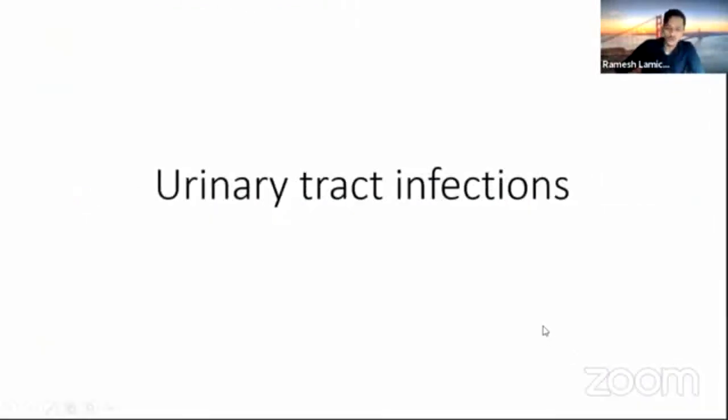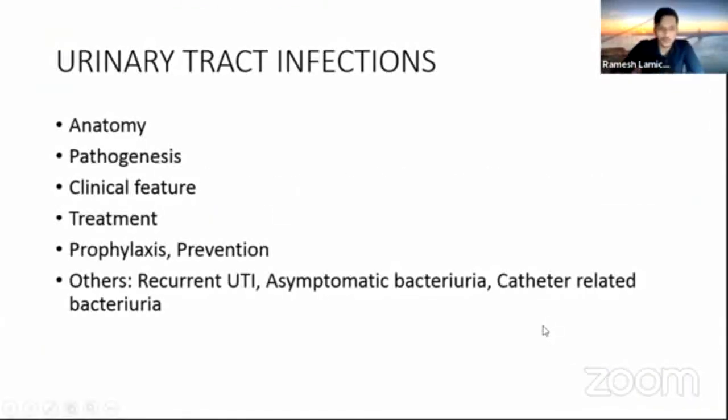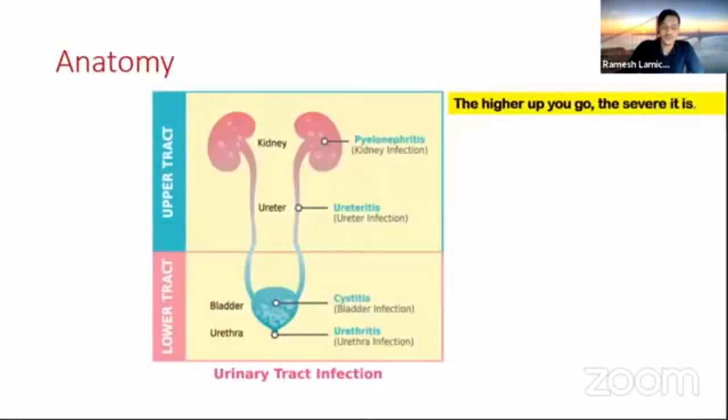So urinary tract infection, we're going to discuss anatomy, pathogenesis, clinical feature, treatment. Okay, so these are what are asked in the written examination. So the urinary tract is divided into the lower and upper urinary tract. Okay, so upper urinary tract includes kidney and ureter, and lower urinary tract includes bladder and urethra. So there is a term called upper UTI and lower UTI. So whenever there is an infection in the kidney or ureter, this is called an upper urinary tract infection.